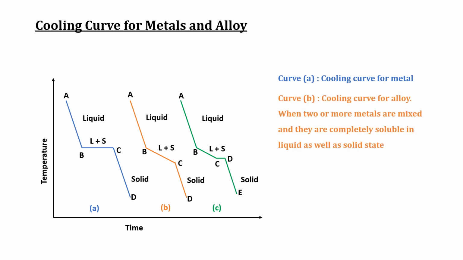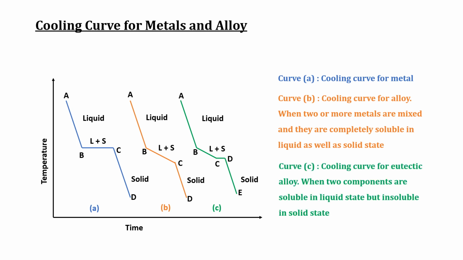Curve B is an alloy in which the two or more metals are mixed completely in liquid state as well as solid state. But curve C is for an alloy in which the two or more metals are completely soluble in liquid state but incompletely or partially soluble in solid state. In an alloy cooling curve, the freezing temperature does not remain constant, but in a pure metal the temperature remains constant. This is the difference between the cooling curves of metals and alloys.